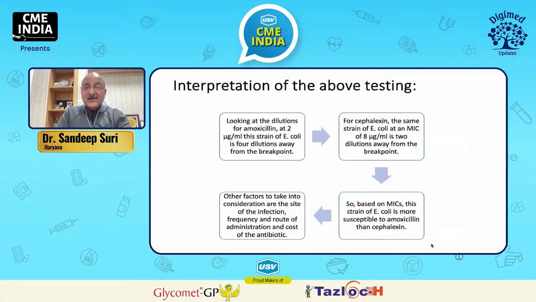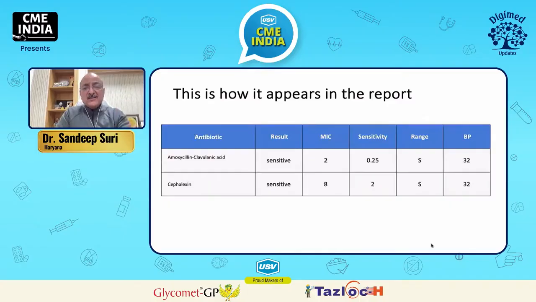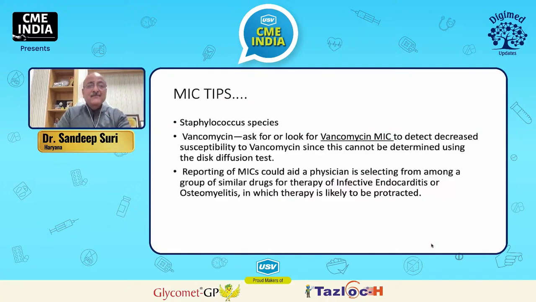So which one is more effective? Very simple answer. Amoxicillin is a more sensitive, more specific, more active drug for this bacteria. Very simple. Look at the difference between the MIC and the breakpoint. You will get the answer. So the breakpoint difference for amoxicillin and cephalexin will tell you the beneficial antibiotic for you.